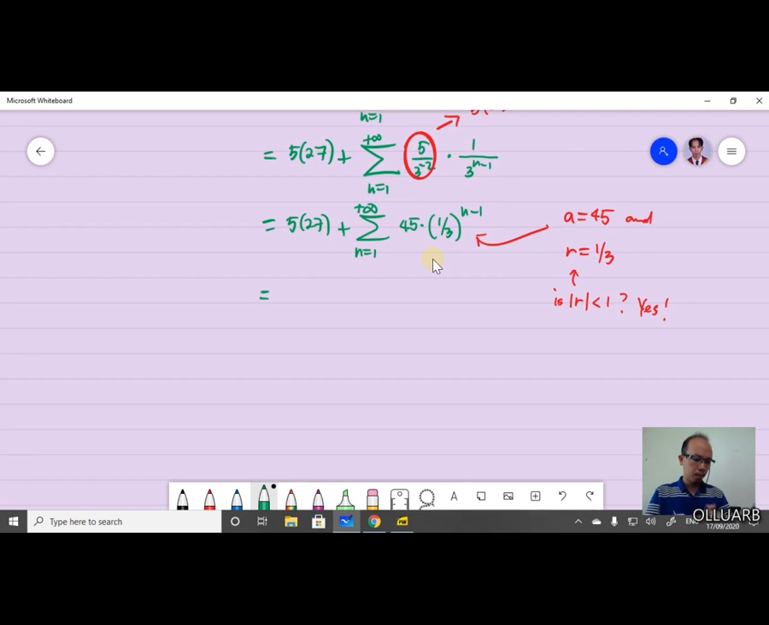So what is 5 times 27? Let's use a calculator. 5 times 27 is 135, plus the sum a over 1 minus r, where a is 45 and r is 1/3. So 135 plus 45 divided by 2/3, since 1 minus 1/3 is 2/3. That gives 135 over 2, and 135 plus 135 over 2 is 405 over 2. So this is our final answer. That's how you use the definition.